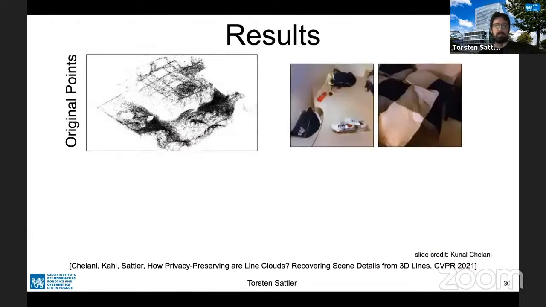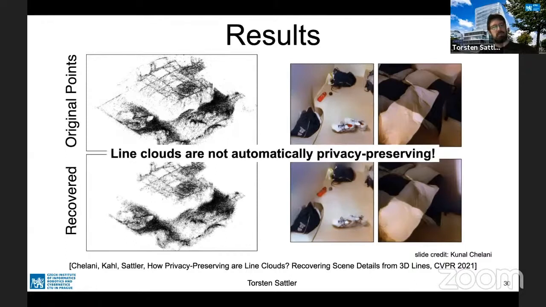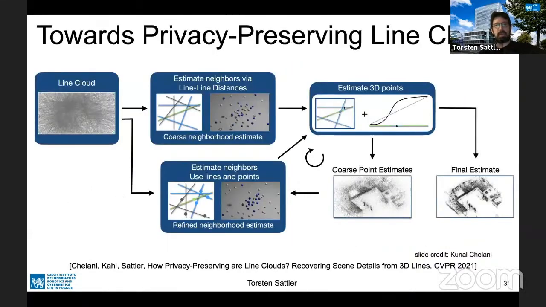Here's an example for an indoor scene. This is the original point cloud, images recovered from the original point cloud, as well as the point cloud that we get with our algorithm. And you can clearly see that while the images are much more noisy, you still see that there are shoes here, there's a bed here. So essentially what we've shown is that line clouds themselves are not automatically privacy preserving. But actually, I believe that you can make them privacy preserving.